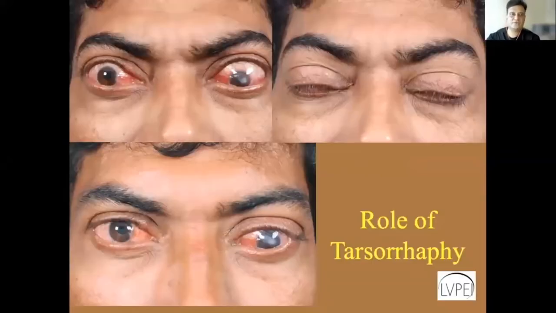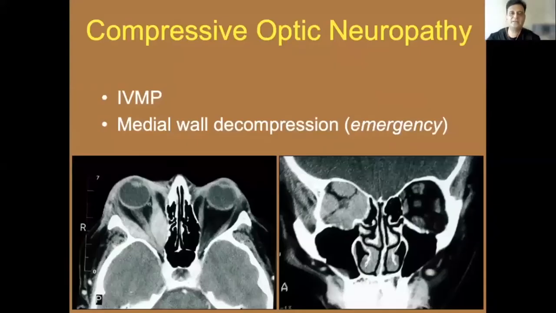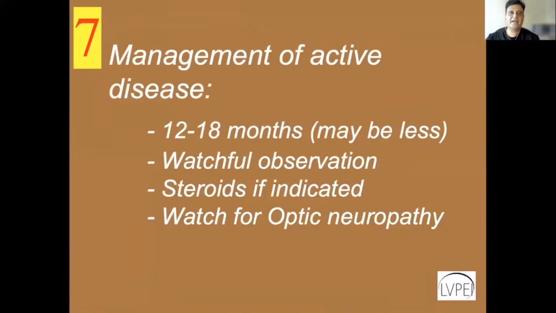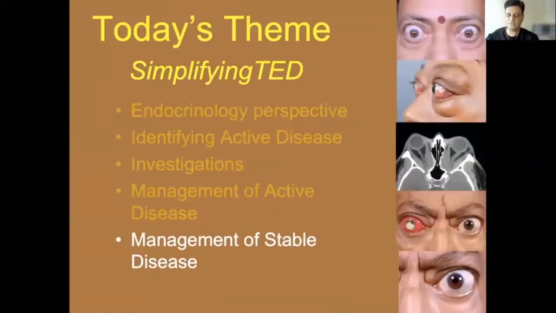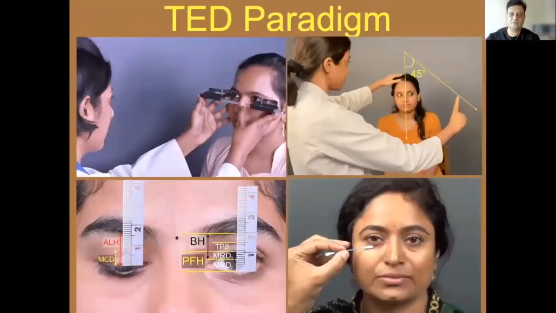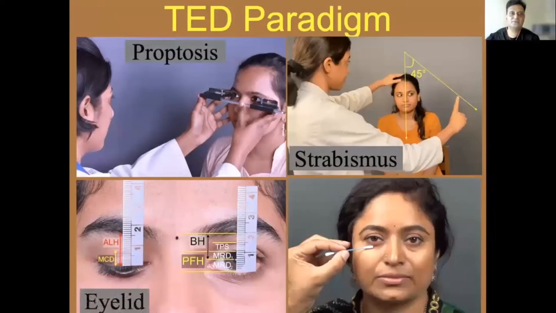There is a definite role of tarsorrhaphy in the active phase. Compressive optic neuropathy can be managed either with intravenous methylprednisolone or a medial wall decompression. So in a nutshell, the active disease is managed by just waiting out the 12 to 18 month period with watchful observation, topical lubricants, and steroids if indicated. Finally, coming to the stable disease, we have a classic paradigm of managing the proptosis, followed by strabismus, thirdly, eyelid conditions, and finally, cosmetic concerns.